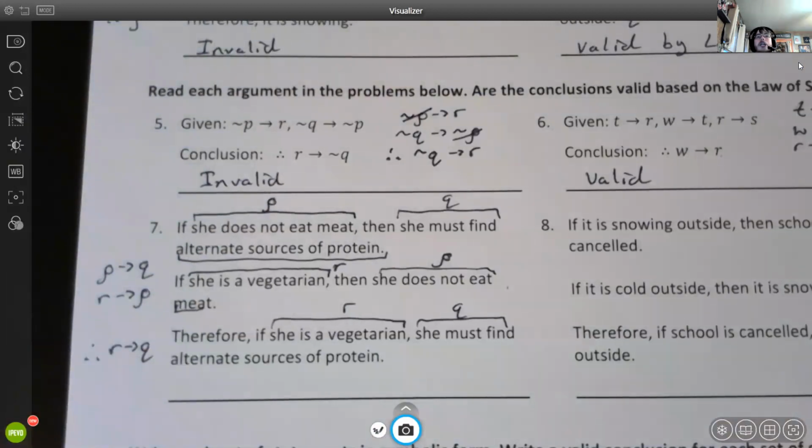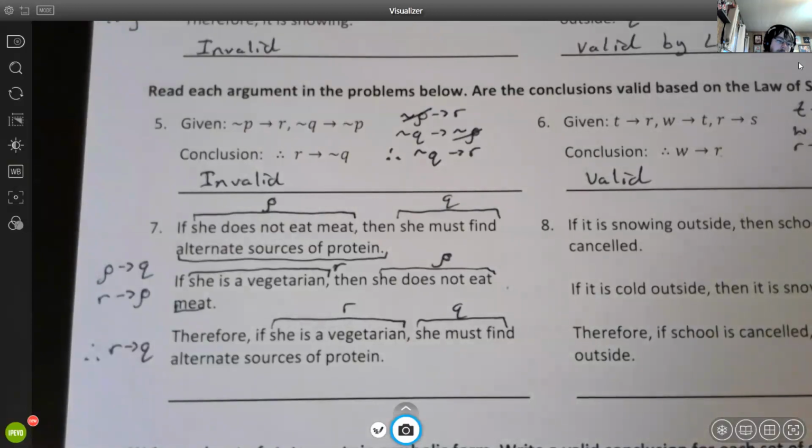So from our first two statements here, our diagonals need to match. If our diagonals don't match, then we're done. We can say that it's invalid because there's no way to conclude anything. So we've got P implies Q and R implies P. Again, it doesn't matter which diagonal matches.